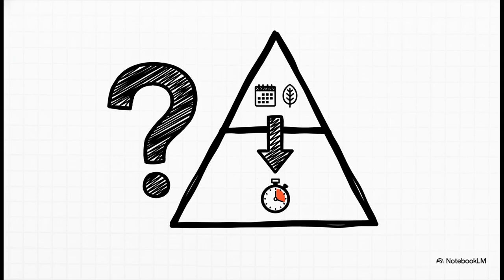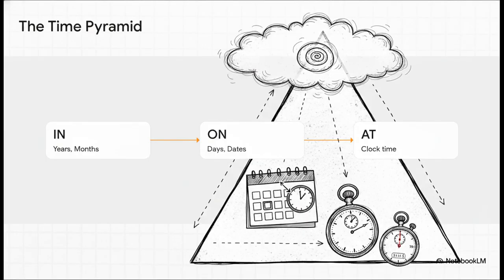So you see, it really does all come back to that one golden rule. Whenever you're feeling a little lost, just stop and ask yourself, am I talking about a big, general container of time, or am I talking about a specific day or a precise point? And that pyramid is always there to be your guide. Remember, big, general periods get in, specific days on the calendar get on, and those super precise, laser-focused moments get at. Simple as that, from the top down to the point.